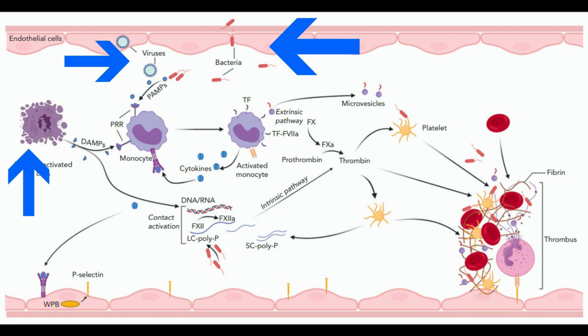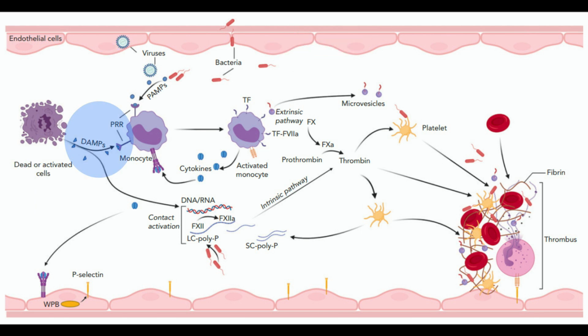Interaction between pathogens, dead cells, and molecular patterns activates pattern recognition receptors. Activation of PRRs induces tissue factor expression and microparticle release from monocytes. Pro-inflammatory cytokines are synthesized, amplifying TF expression. Initiation of coagulation occurs via the extrinsic pathway due to TF expression.